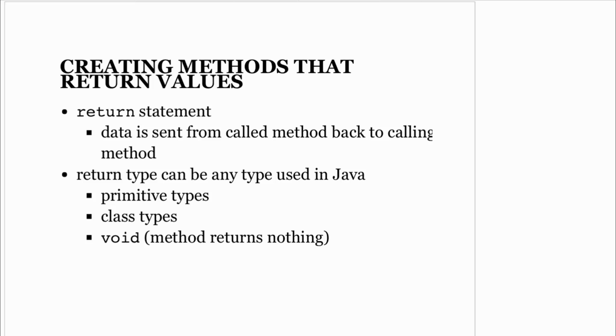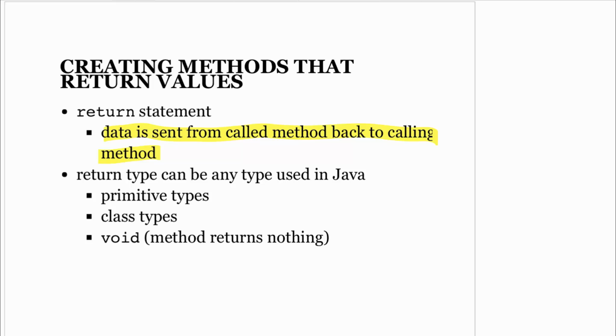Like we talked about earlier, there are certain methods that actually return values to the methods that they're called from, and that would be called a return type method. Right here it says data is sent from the called method back to the calling method, which indicates that the method is returning something to you. It could return a primitive data type like an integer or a double, and we'll see that later on. So just know that there are methods in Java that actually return values back to you.